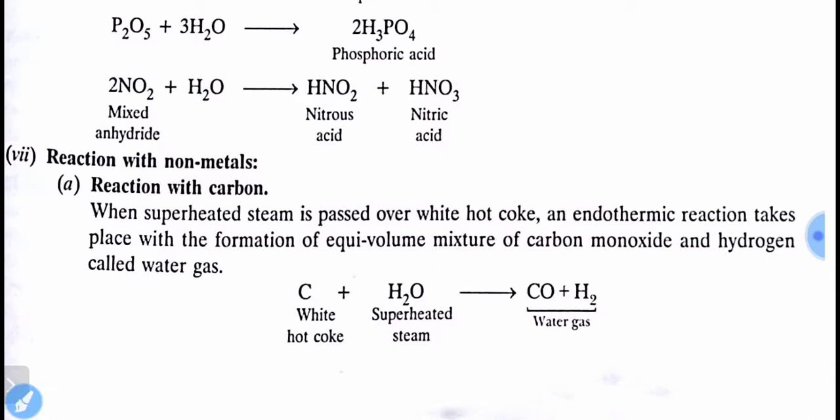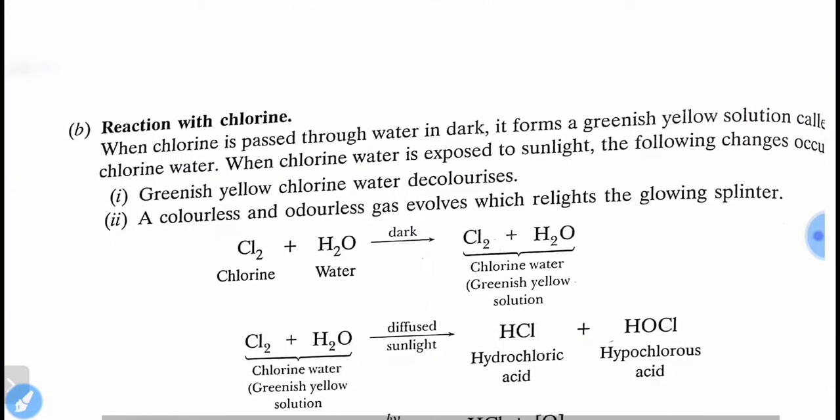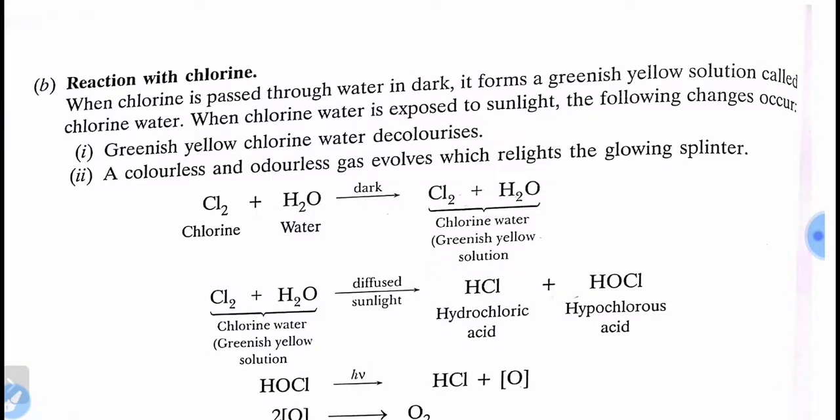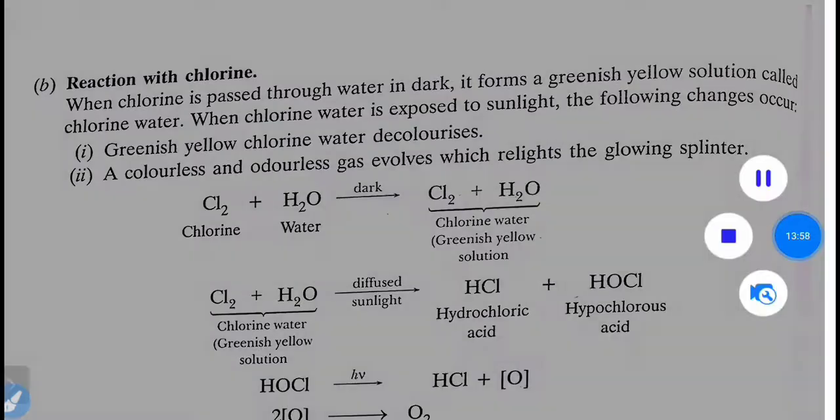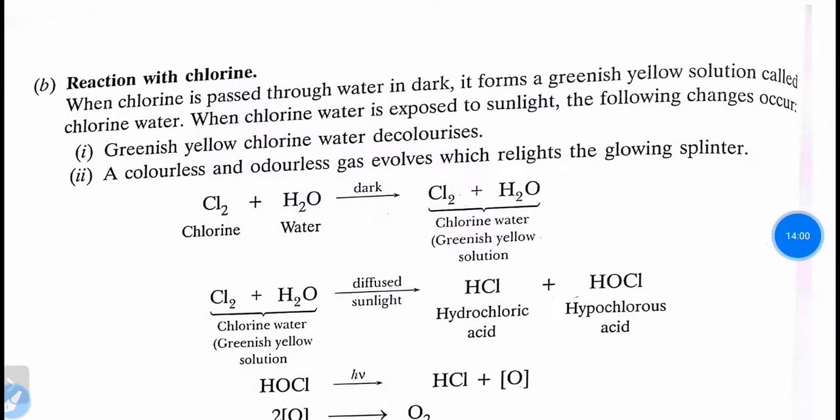Then reaction with chlorine. When chlorine is passed through water in the dark, it forms a greenish yellow solution called chlorine water. When chlorine water is exposed to sunlight, the following changes occur. The greenish yellow chlorine water decolorizes. A colorless, odorless gas evolves, which relights a glowing splinter.